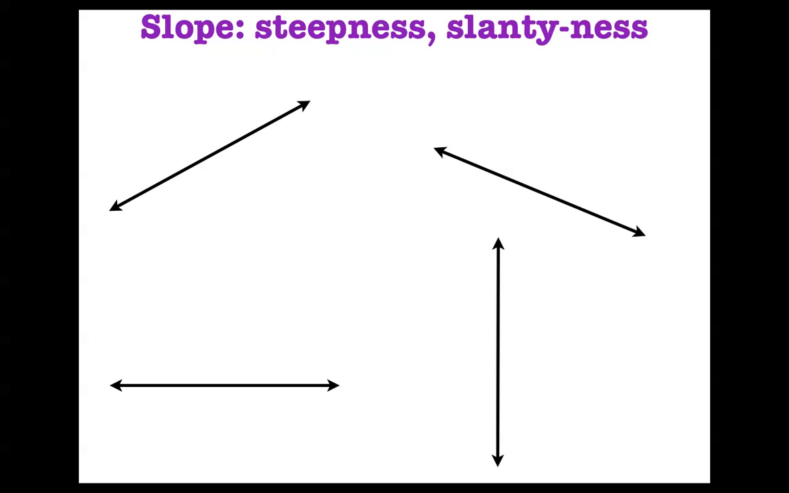But different lines have different steepnesses, or they're slanted in different directions. So slope gives us a number value for that kind of steepness or crookedness. Alright, so there's 4 lines here on the screen, and they each have kind of a different slant to them. This first one is going uphill. That is going to have a positive slope. It might be positive 1 or positive 2 or positive 3, but it's definitely going to be a positive number.